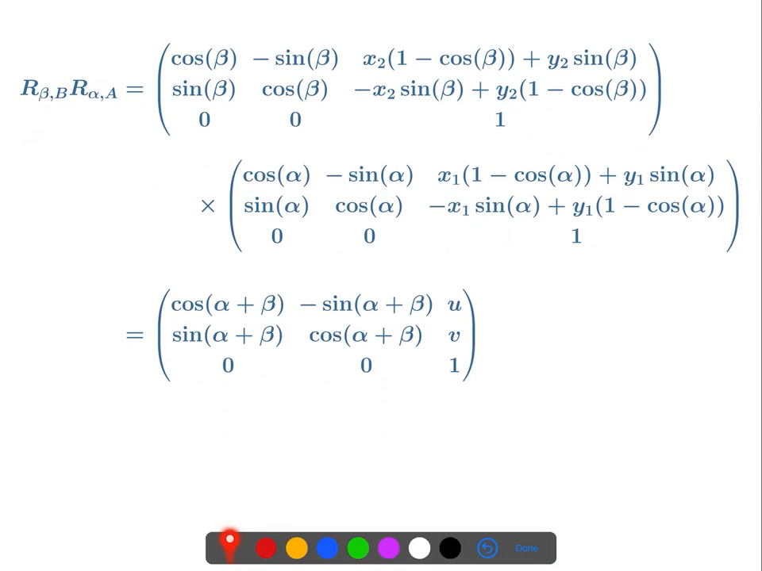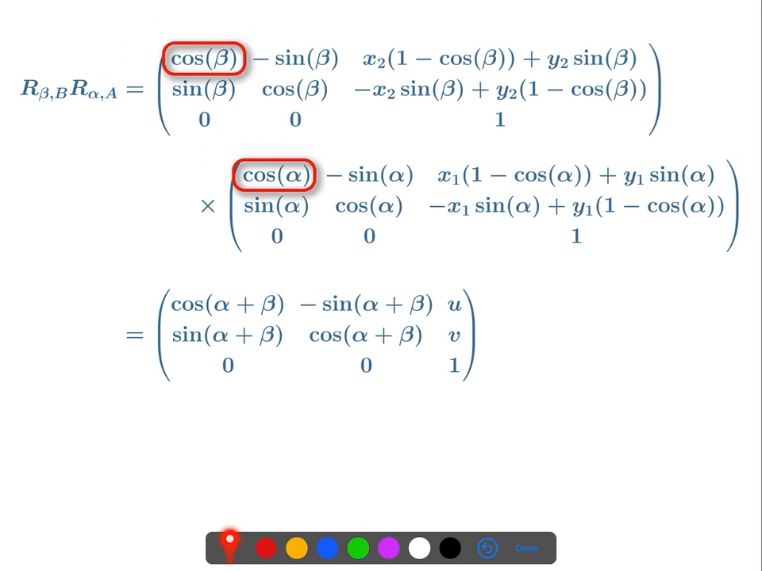First, let me convince you that we're going to have a cosine of alpha plus beta here, and minus sine of alpha plus beta, sine of alpha plus beta, and cosine of alpha plus beta there. So let's go ahead and make sure that we get at least this part. So the difficult part is going to be dealing with u and v. So let's check this part.